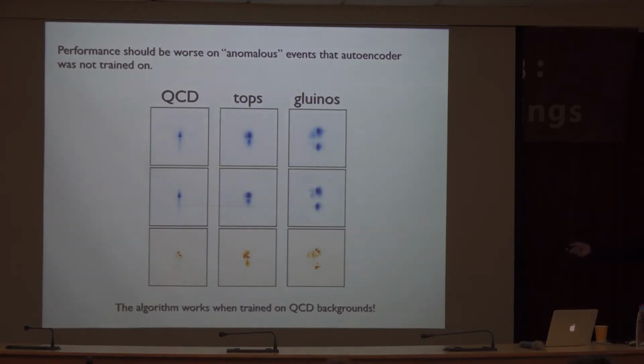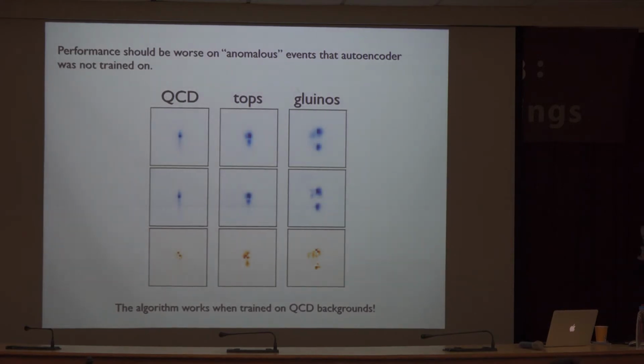This is the input. These are average images. So this is the input for QCD backgrounds, tops and gluino signals, and this is the output of the autoencoder. And you could sort of maybe see by eye, but maybe not from where you're sitting, that this is pretty good, and these are worse. If you look at the difference between this and this, that's shown here, where the darker colors are the ones that differ more, you can see that the tops and gluinos really are more different than the QCD.